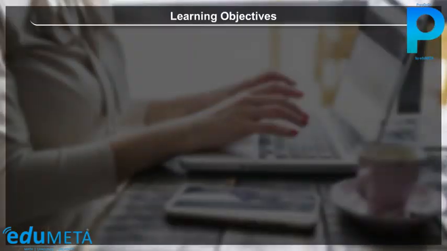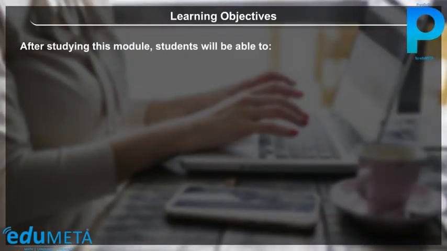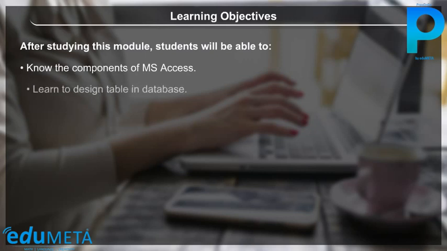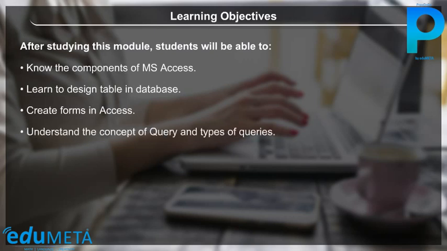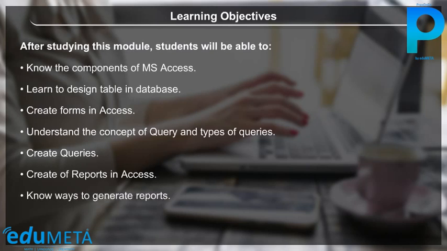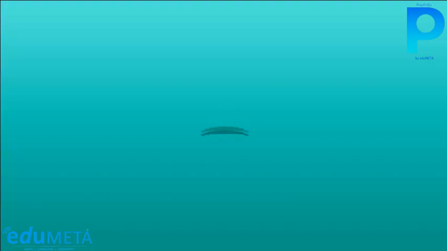Learning objectives. After studying this module, students will be able to know the components of MS Access, learn to design a table in a database, create forms in Access, understand the concept of query and types of queries, create queries, create reports in Access, know ways to generate reports, and learn different ways to export reports in the database.